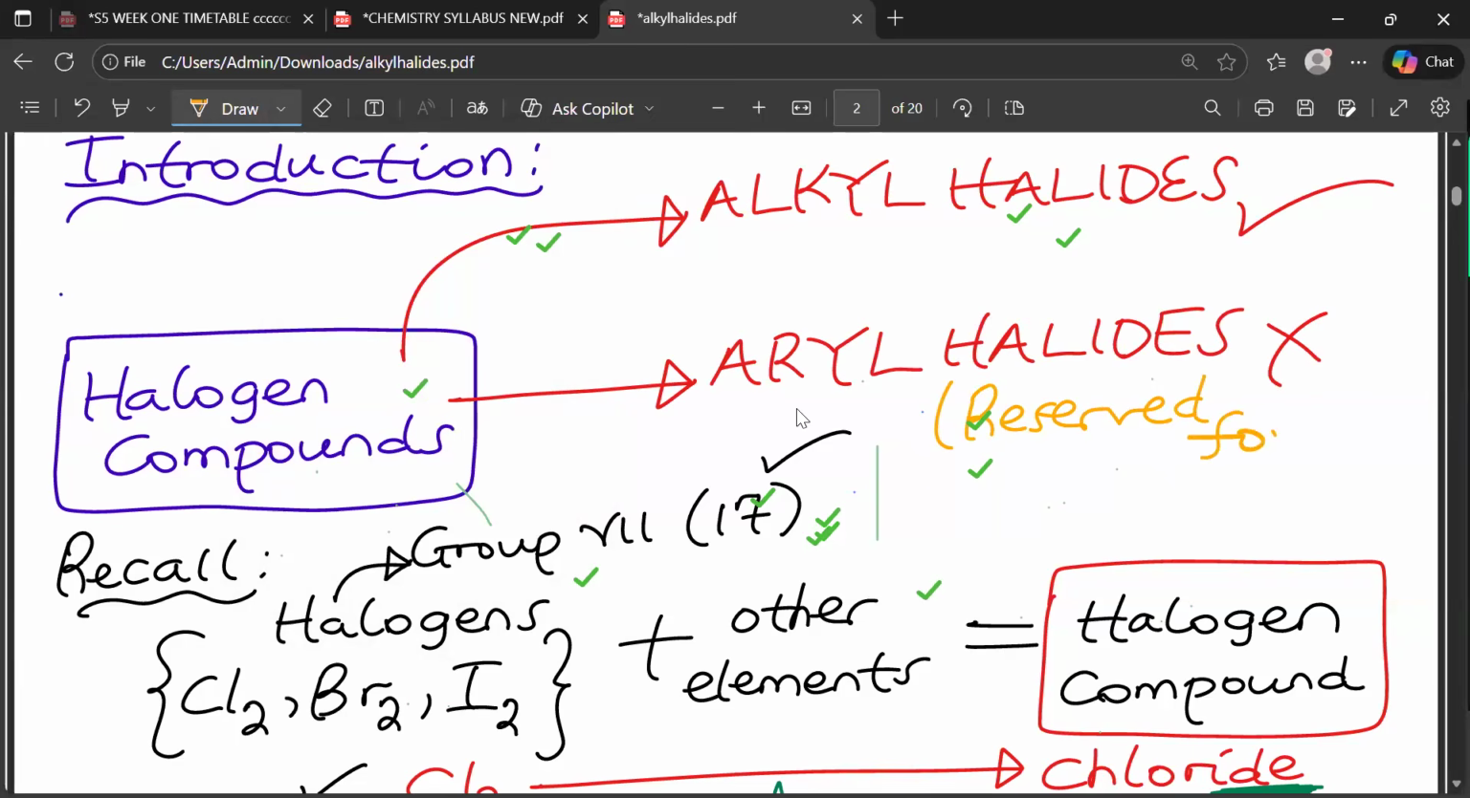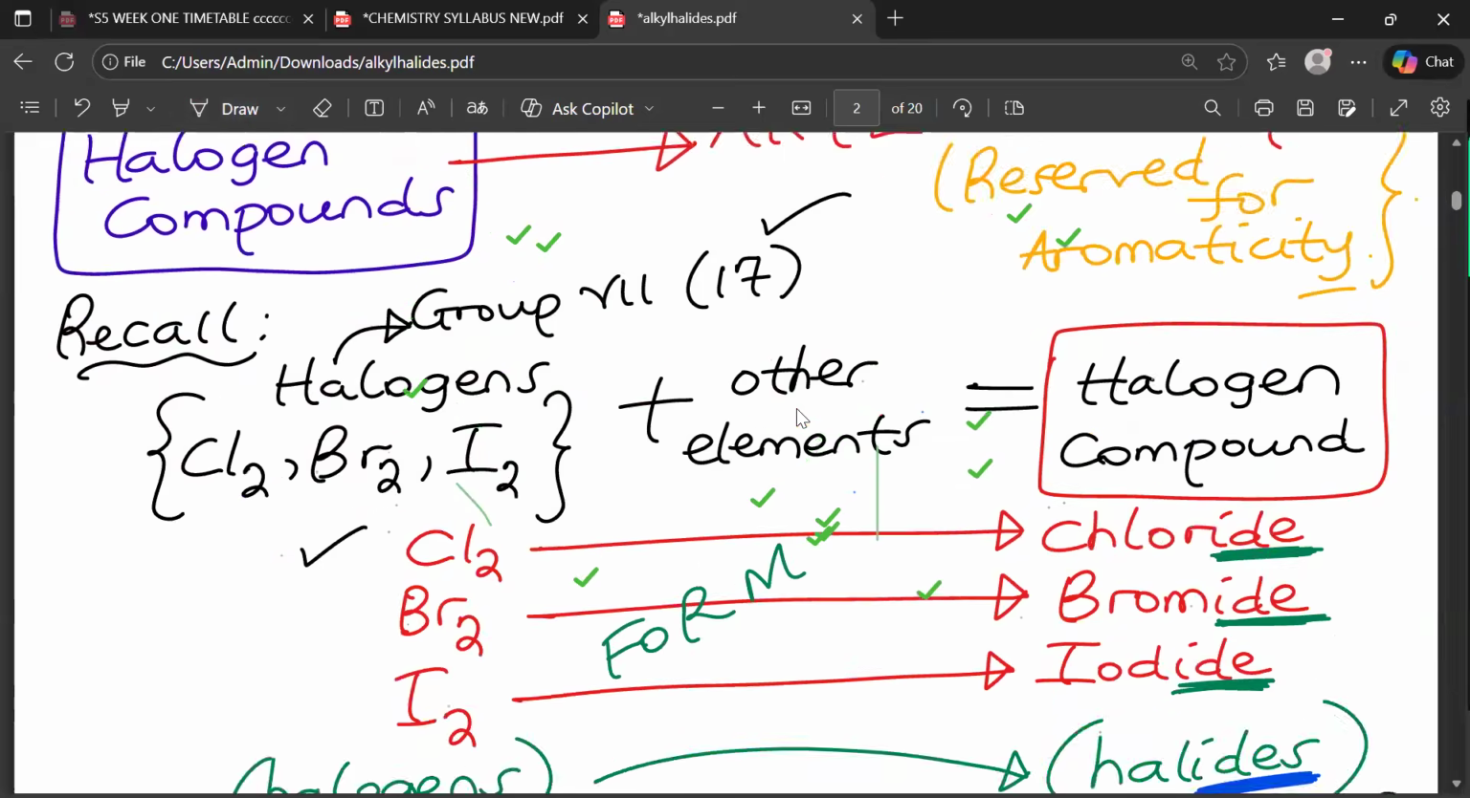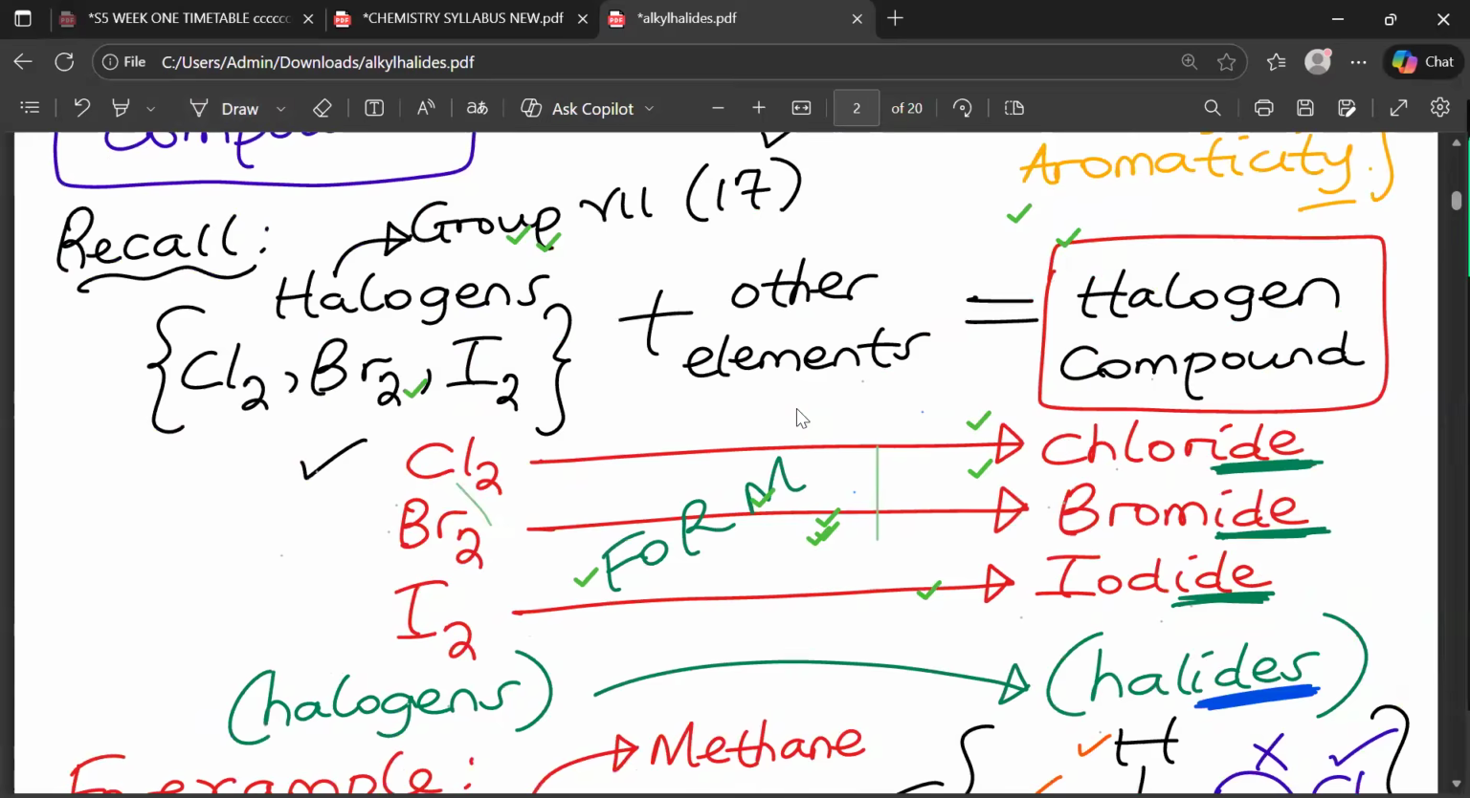Reserved for benzene. And benzene falls under a topic called aromaticity, the study of aromatic compounds. Reserved for aromaticity. Aryl halides, the other one, alkyl halides. Okay, people, I hope that introduction is okay.